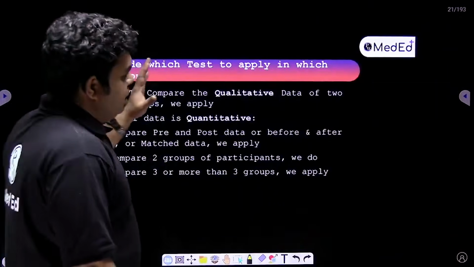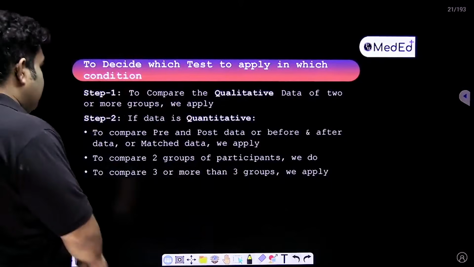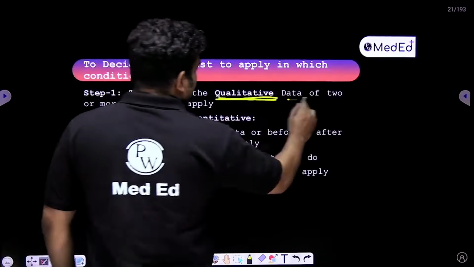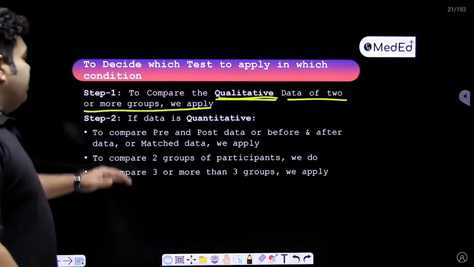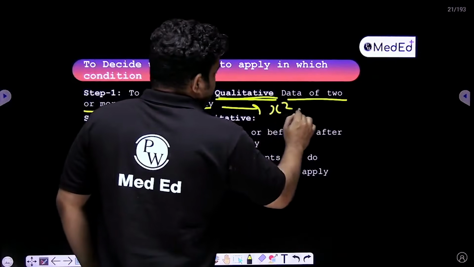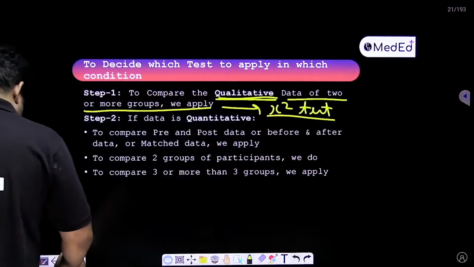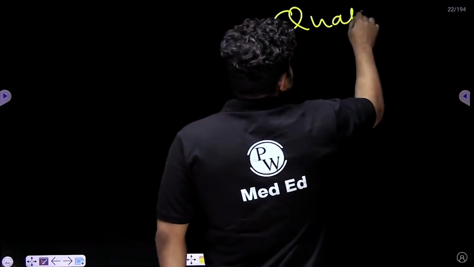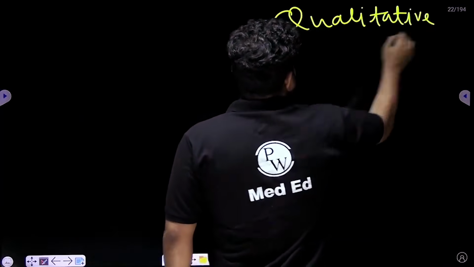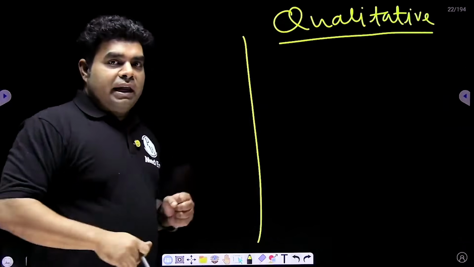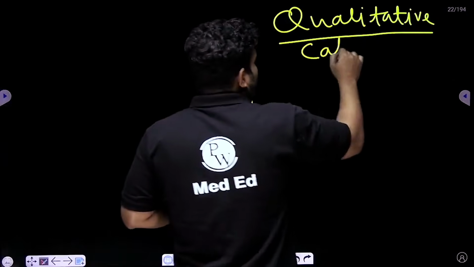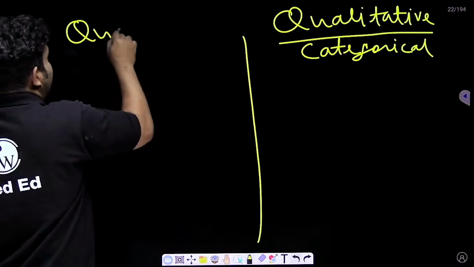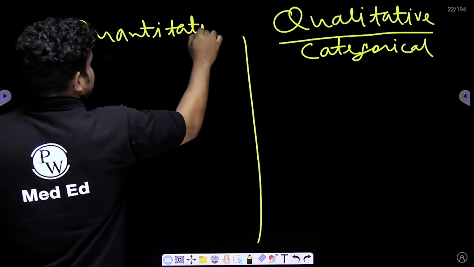Now let's understand which test we can do in which condition. First, if we have to compare qualitative data of 2 or more groups, we usually apply the chi-square test. If you look at some of the advanced books on this topic, they simply say that first classify and try to find out in the question what is the outcome variable, what they are comparing. And if they are comparing qualitative or categorical data, then the answer will be different. If they are comparing quantitative data, the answer will be different.